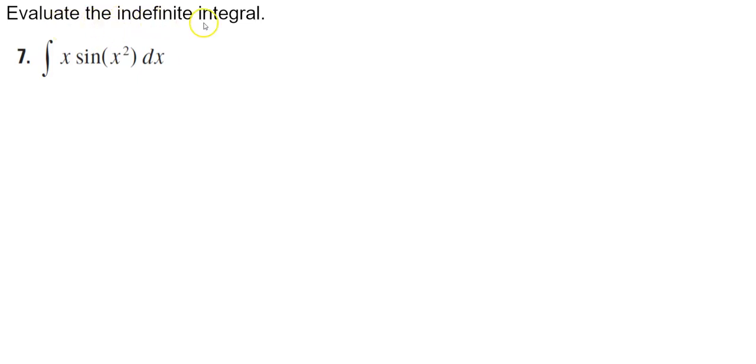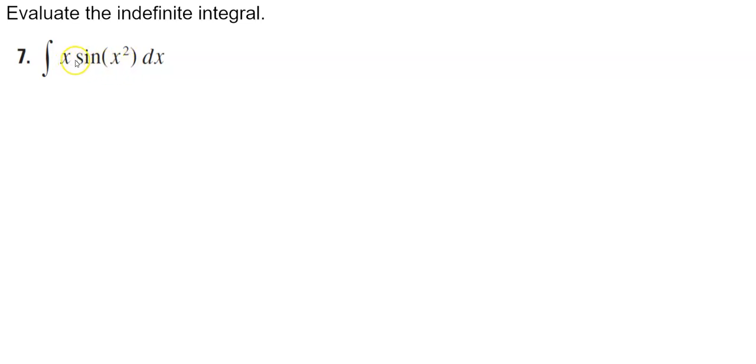Evaluate the indefinite integral. So for number 7, we have the integral of x times the sine of x squared dx. So in this particular question, we need to figure out what we can substitute for u, so that when we take the derivative of u and the other item that we decide to take the derivative of, we can substitute back into this.